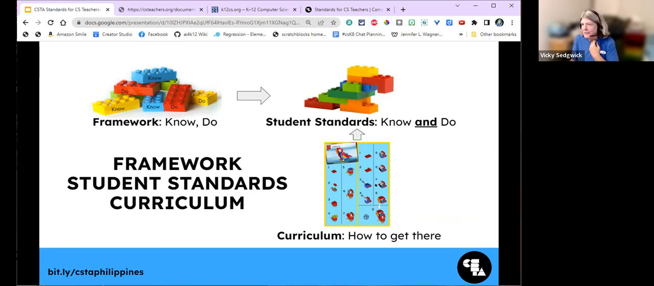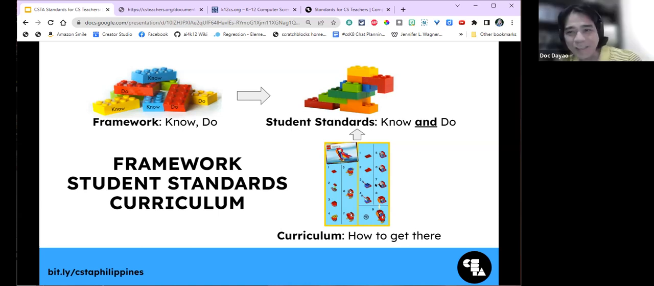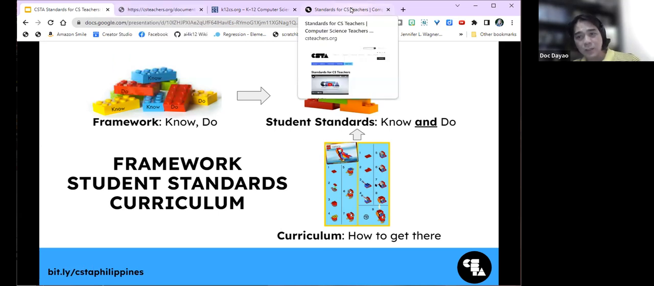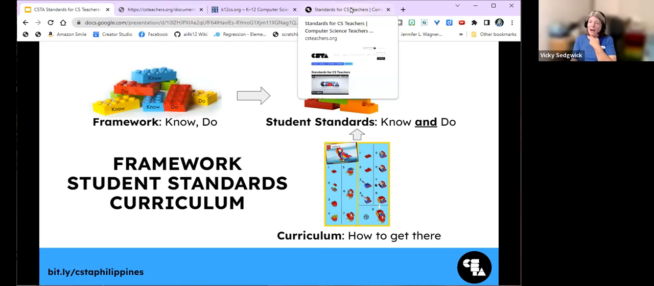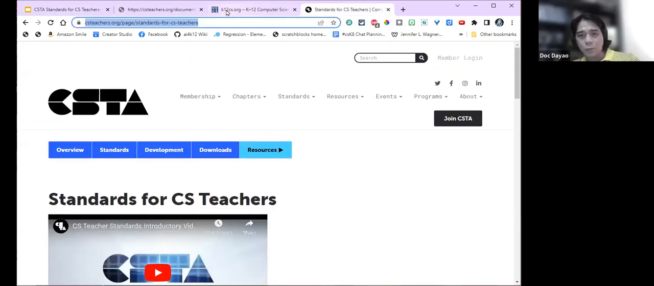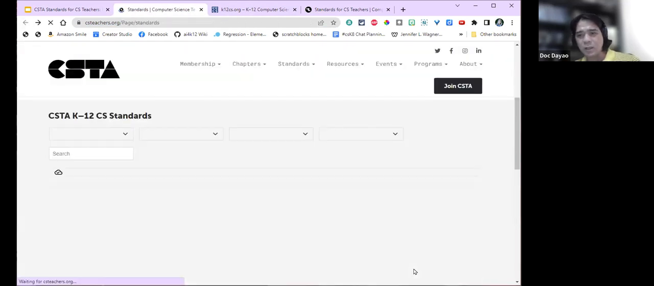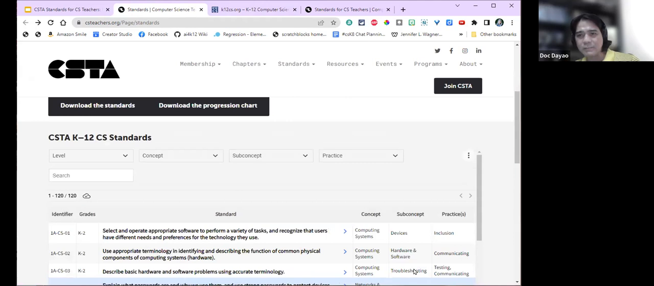I see a hand. You have a question? Yeah, sorry, Vic. I just wanted to ask because I don't know if I heard it right. You mentioned earlier that some states actually tweak the CSTA standards to fit into their state, I would guess, right? Correct. And so my question is, how different did they get from the standard itself? I'm just curious about that.